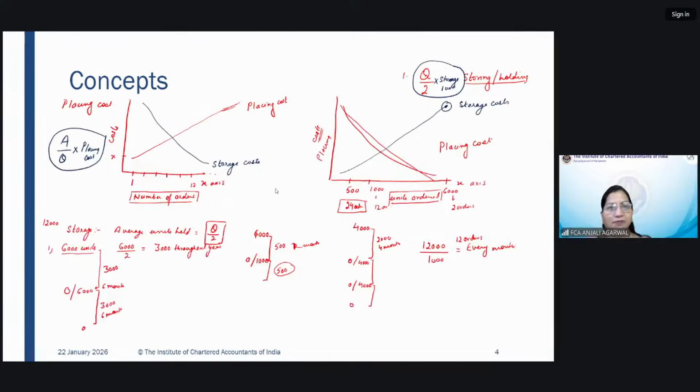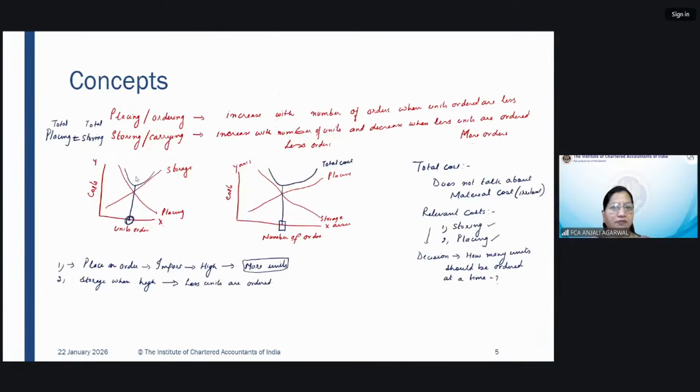So as an example, we have seen that the more the number of orders you place, the placing cost increases. But as the number of orders increase, the units ordered decrease, because of which the storage cost decreases. The storage and placing cost curves behave oppositely. We have to strike a balance. We have to find that point where the total cost, placing plus storage, is least. So the total is least where the two meet. And that is the number of units you should order or number of orders you should place.